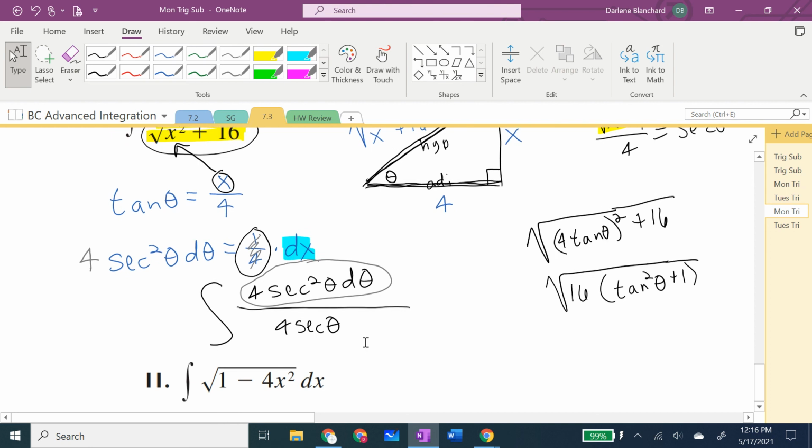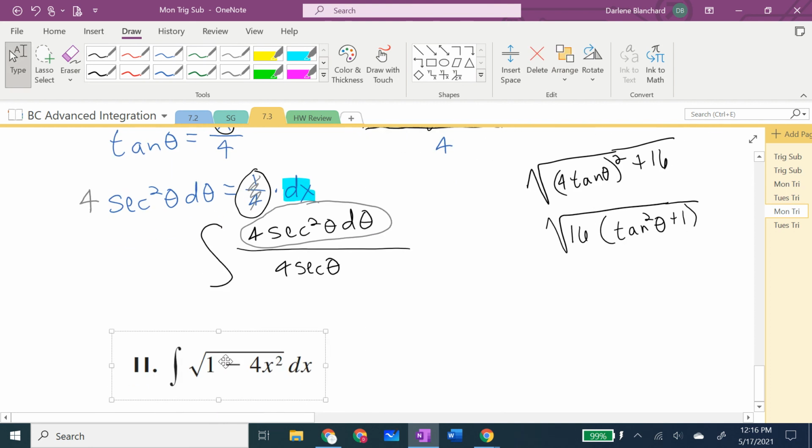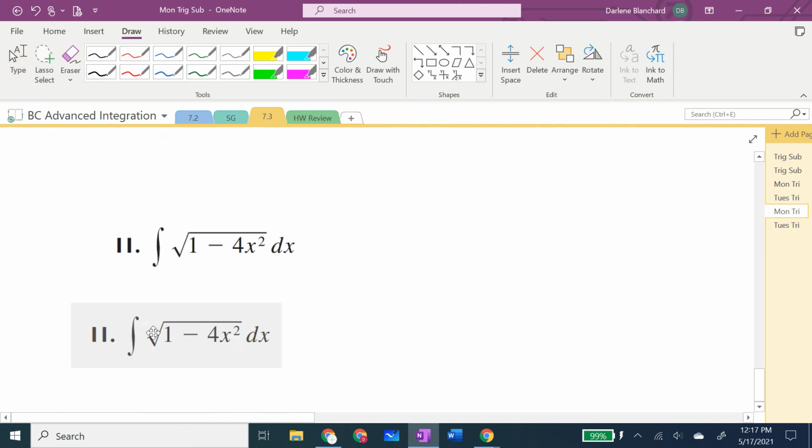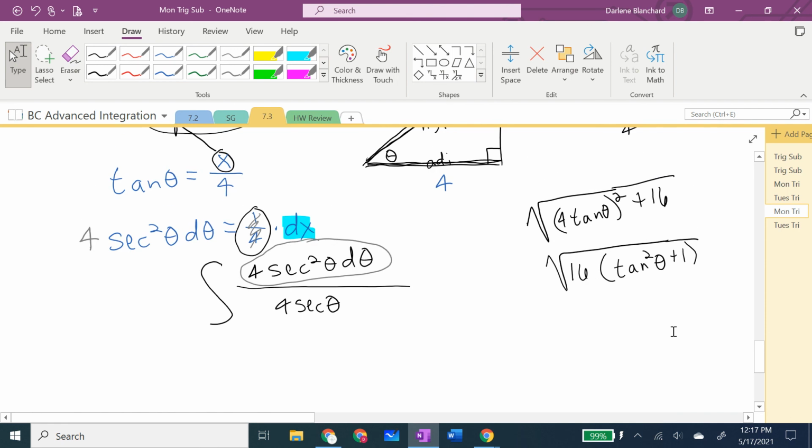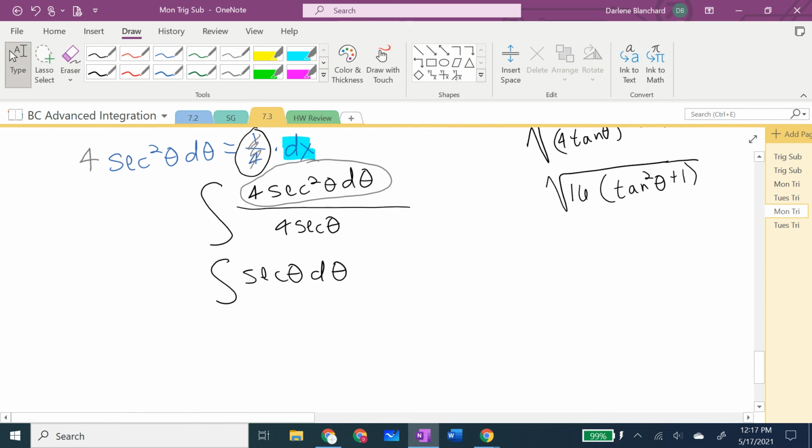Okay, now we are getting somewhere, aren't we? What does this simplify to? And do you remember what the integral of secant is? Log of secant plus tangent. Yep. And you want to memorize this. But are we done?